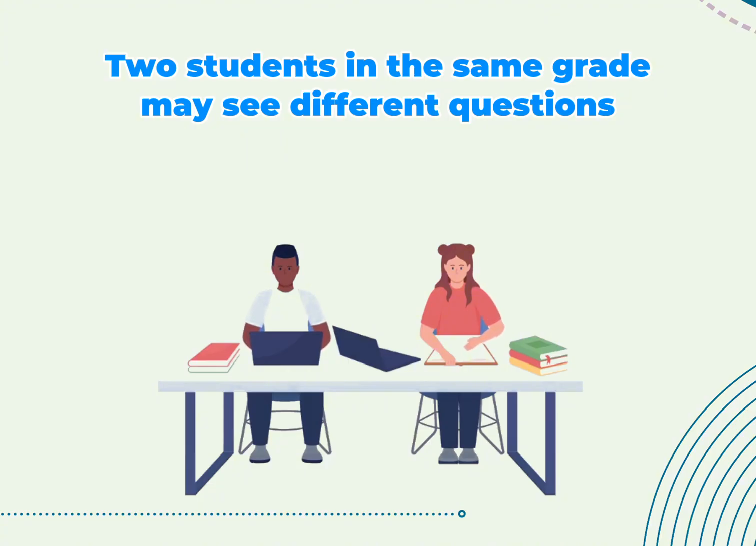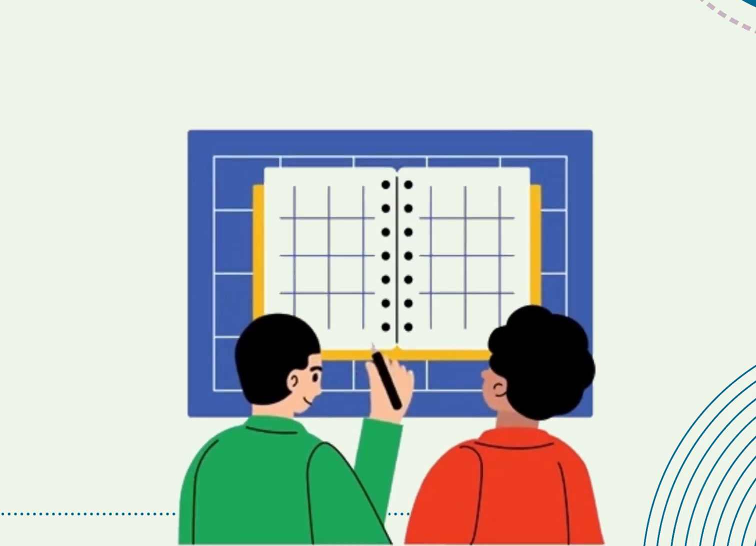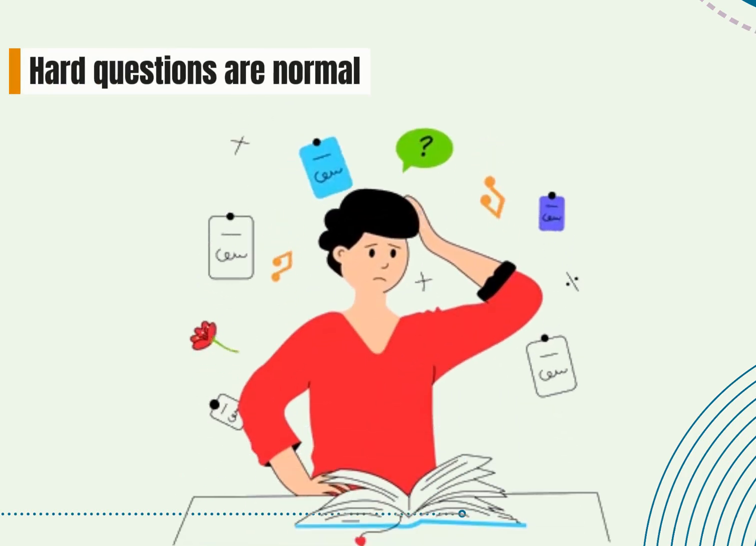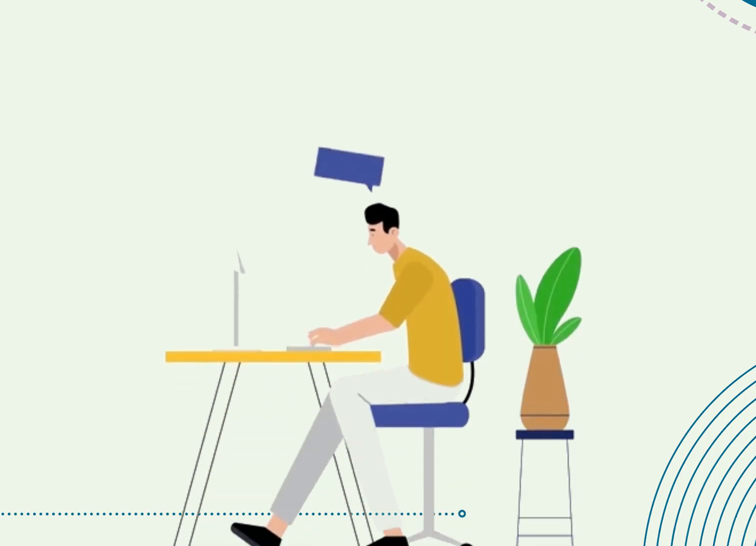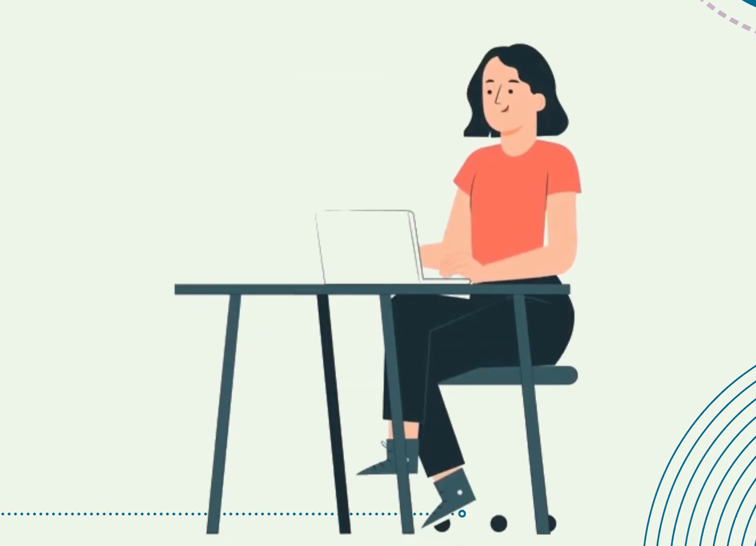That is not a mistake. The test is trying to find the student's instructional level, the level where the questions are challenging but still possible. So if a student sees a question that feels difficult or unfamiliar, that does not mean they are failing. It may simply mean the test is trying to find the upper edge of what they are ready to handle.